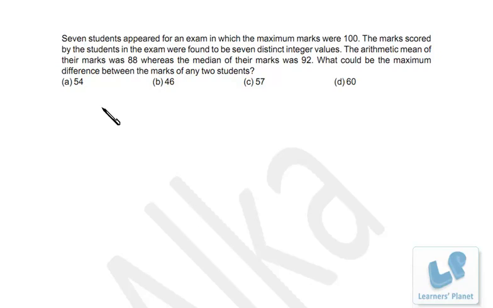Now let's see this question. 7 students appeared for an exam in which the maximum marks were 100. The marks scored by the students in the exam were found to be 7 distinct integer values. The arithmetic mean of their marks was 88, and the median of their marks was 92. What could be the maximum difference between the marks of any two students? A very interesting problem, friends.